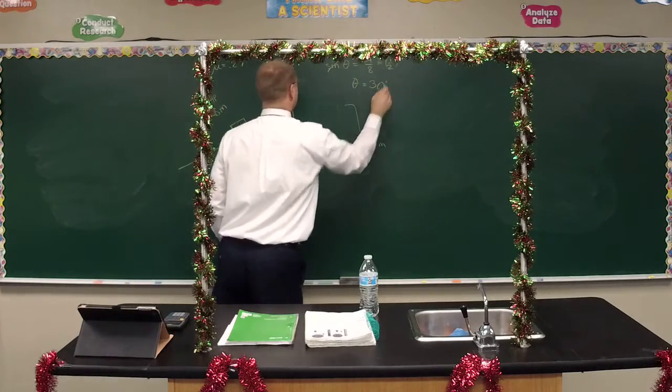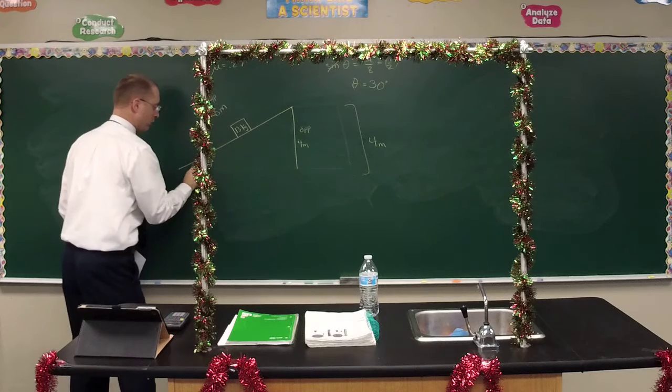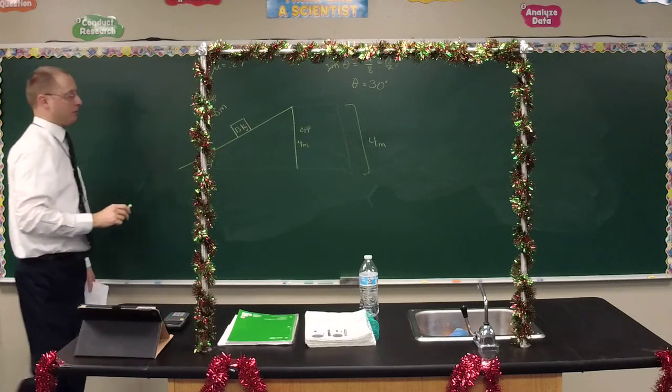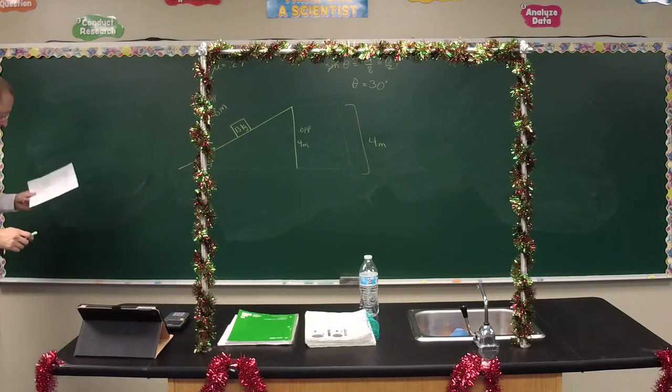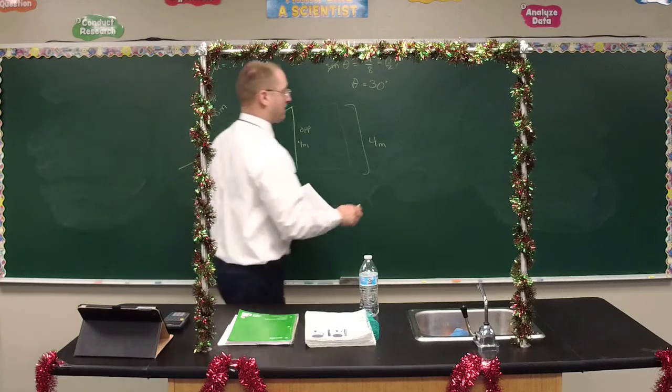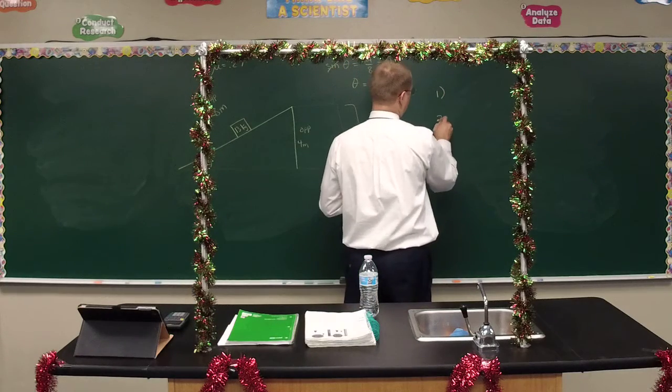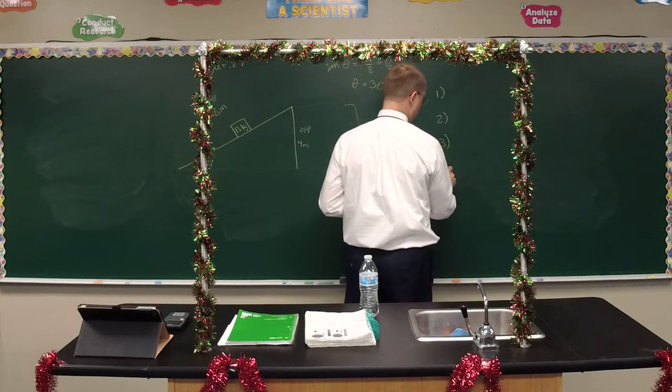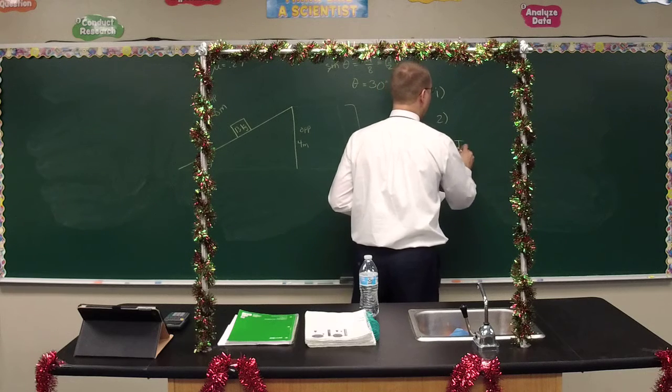So we have a 30-degree angle for this ramp. Now, I'm actually going to jump to part 3 first. There's 4 answers we're looking for. I'm going to jump to part 3 because it wanted to know the IMA.